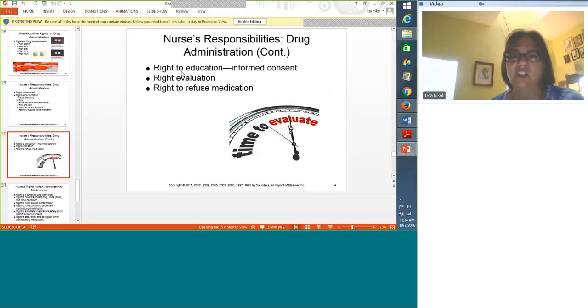Right to education: we want to make sure the client has the right to refuse the medication, but we have to make sure they've got the right education, that the decision they're making, possibly a refusal, was an informed decision based off the proper education they were given. So, right evaluation and follow-up of the drug, and the client does have the right to refuse the medication.